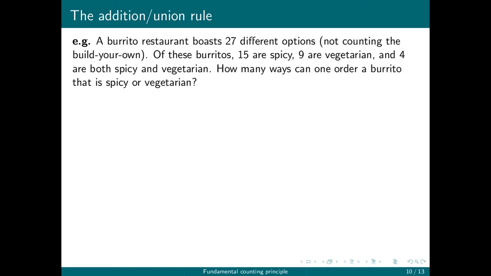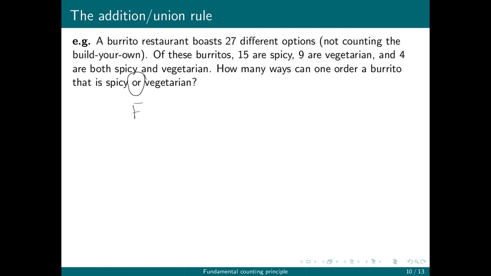Here's an example. A burrito restaurant boasts 27 different options, not counting the build-your-owns. There's 27 pre-made burritos at this place. Of these burritos, 15 are spicy, 9 are vegetarian, and 4 are both spicy and vegetarian. How many ways can one order a burrito that is spicy or vegetarian? So we're going to use that union rule.